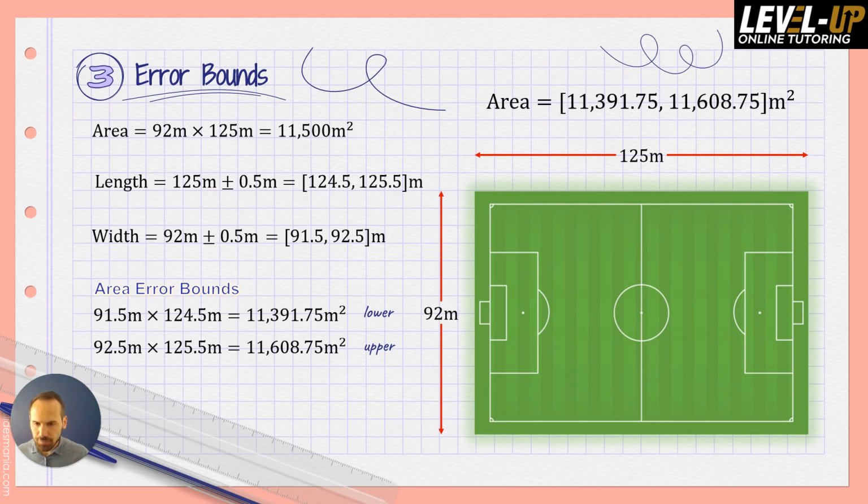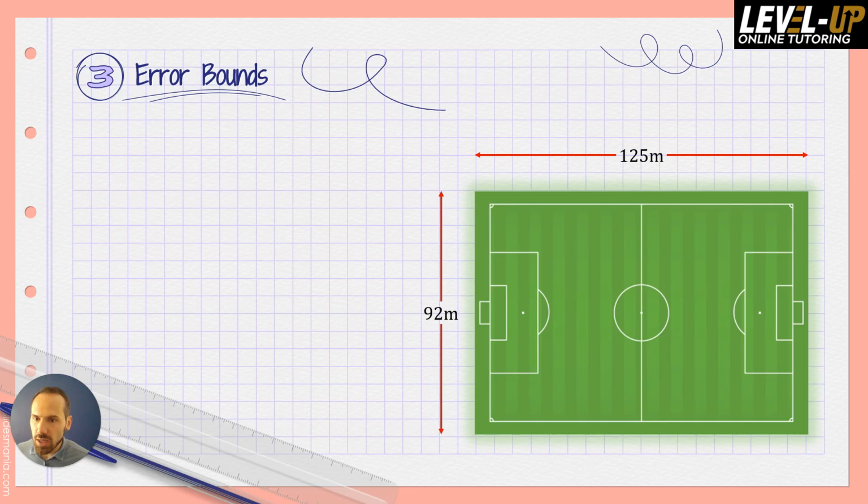How accurate are they? So say if we wanted to green this field, we would want to buy enough to cover 11,608.75 meters squared to definitely be sure it's going to cover the whole thing. Otherwise, we might be a little bit short.